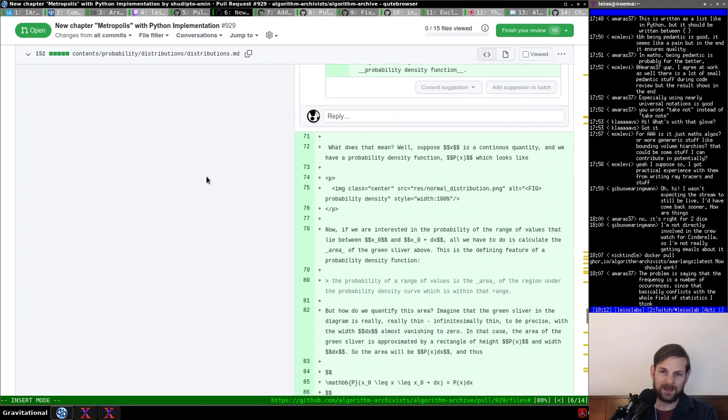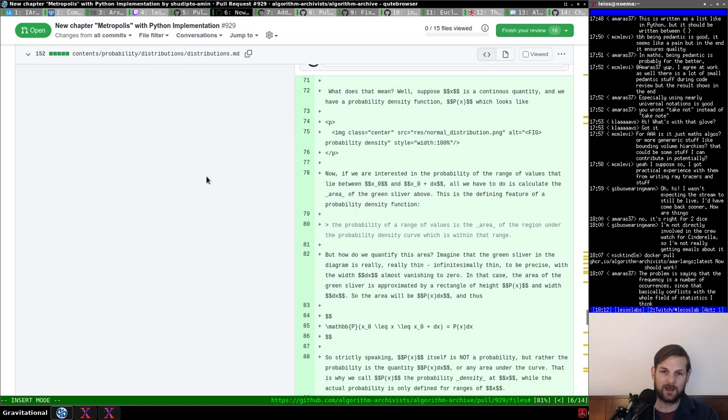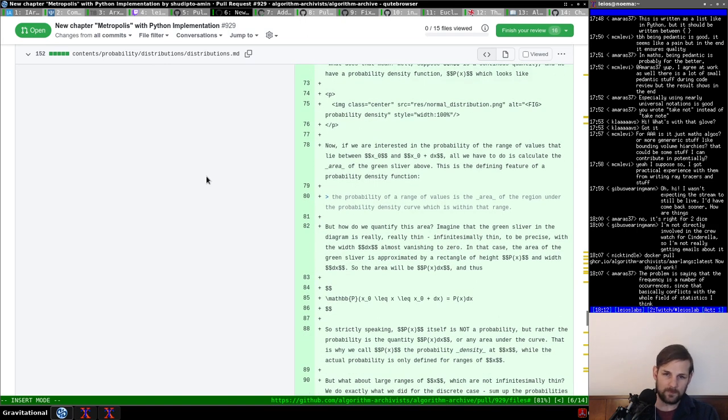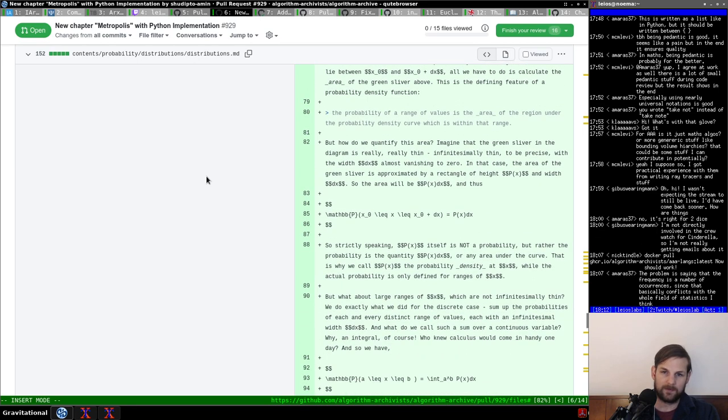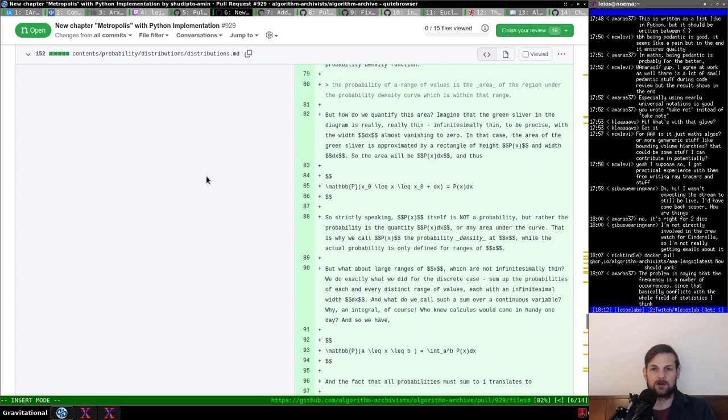What does that mean? Well, suppose x is a continuous quantity, and we have a probability density function p of x, which looks like this. Now, if we're interested in the probability of the range of values that lie between x naught and x naught plus dx, all we have to do is calculate the area of the green sliver above. This is the defining feature of a probability density function. The probability of a range of values is the area of the region on the probability density function curve, which is within that range. Okay, but how do we quantify this area?